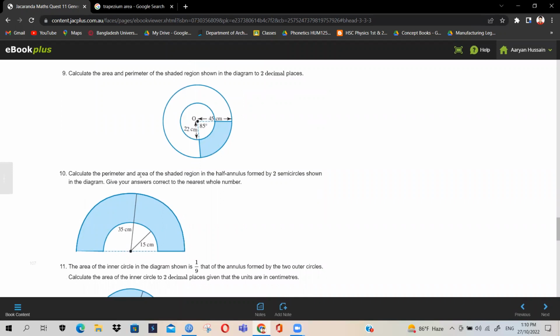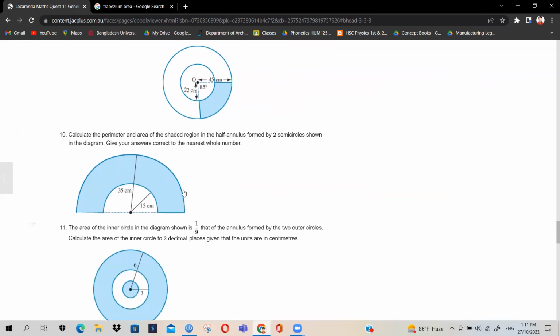Calculate the perimeter and area of the shaded region in the half annulus formed by two semicircles shown in the diagram. Give your answers correct to the nearest whole number. Okay, so should we do it? This is very easy. In a similar manner, for the perimeters you will do 2 pi r by 2, and in case of areas, pi r squared divided by 2. The values are given to you.